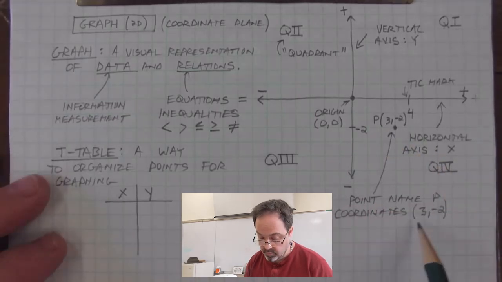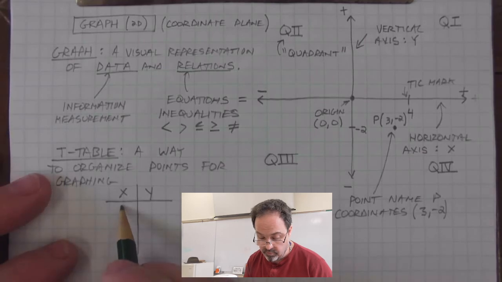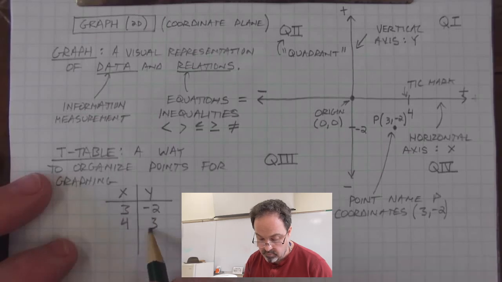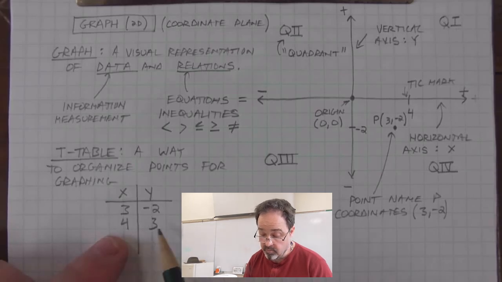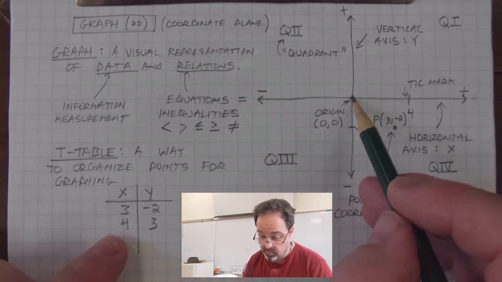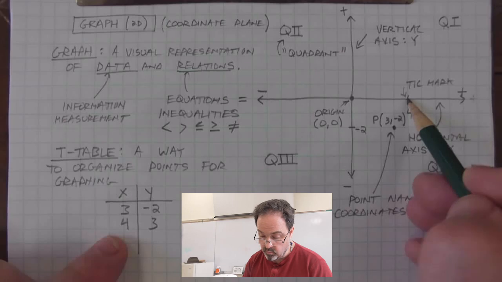For example, the plotted point P could be information in our table where X is equal to 3, Y is equal to -2. I could put other information into my table. In this case, 4, 3 means to plot the point where X is 4 and Y is 3.